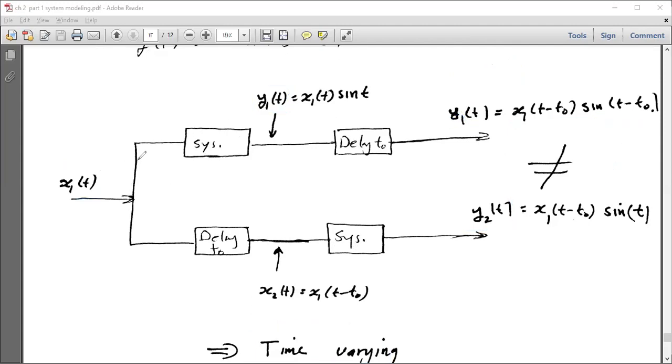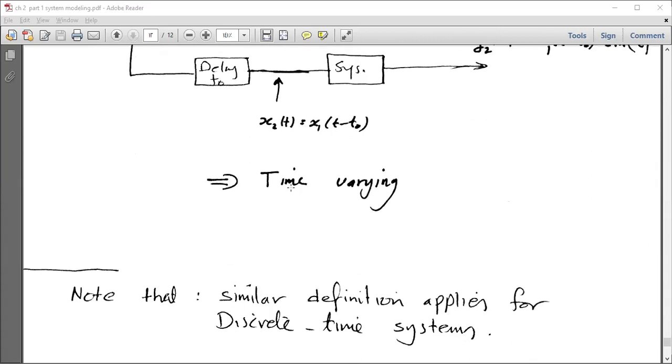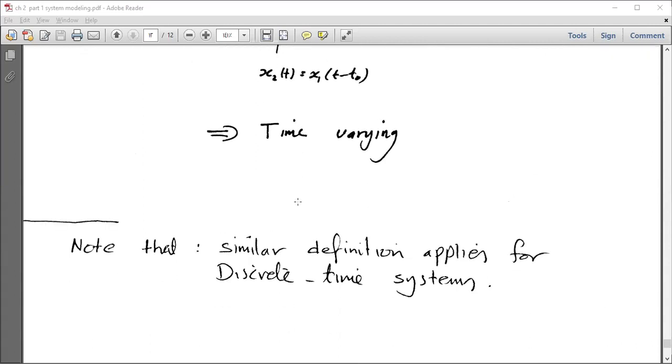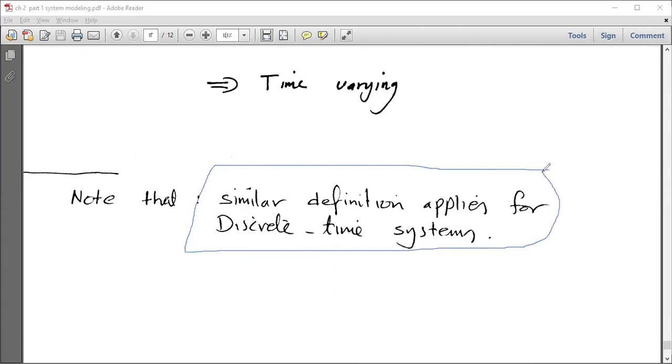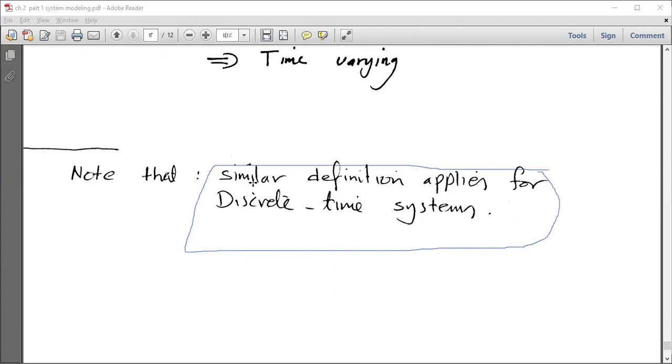First, input the signal to the system and make a delay on the output. Then delay the input and feed it to the system. If the two outputs are equal, then the system doesn't change its behavior based on time, and the system is time invariant; otherwise it's a time varying system. And the last point: a similar definition applies for discrete time systems.